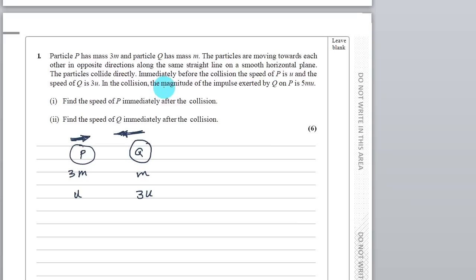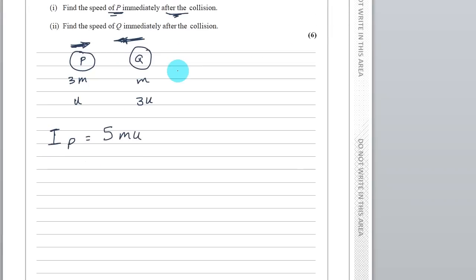In the collision, the magnitude of the impulse by Q on B, so IB, is equal to 5mu. Find the speed of B immediately after collision, so we need V. Let us start to answer this part.